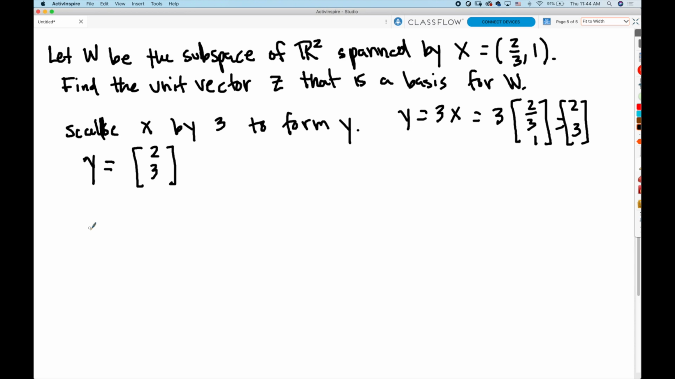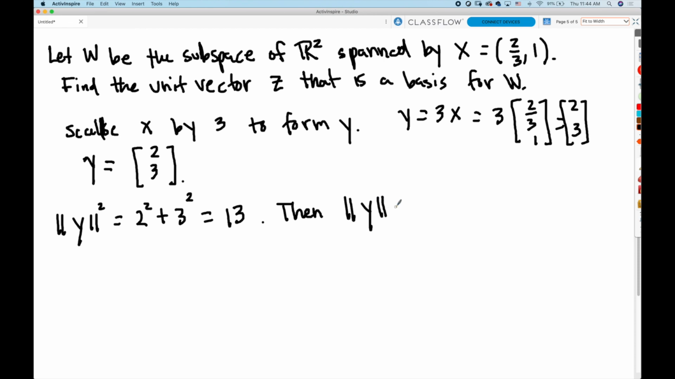Okay, so now what we need to do is compute the norm, or compute the length. So let's find the length of y squared. This is going to be 2 squared plus 3 squared, which is 13. And so that means my length must be the square root of 13, by definition. And so let's normalize y.